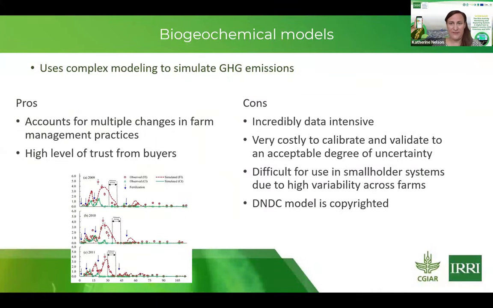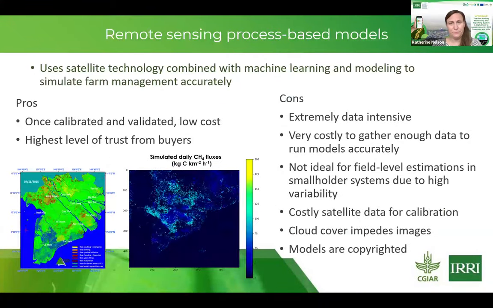However, it's incredibly data intensive and very costly then to calibrate and validate these models to a degree of uncertainty that's acceptable by the third-party verifiers, which means it's then also difficult to use in smallholder systems because they have very high variability across farms. And then the most common model, which is called the DNDC model, is copyrighted to one particular company for use. And so that also limits the ability for other people to use that existing model.